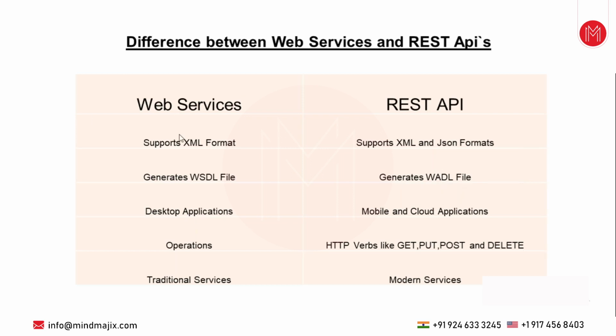Coming to the desktop, web services are mostly used for desktop-based applications, whereas REST APIs are used for mobile and cloud-based applications. Web services have operations in them, where we can use multiple operations like create, update, delete, and so on, whereas REST APIs use HTTP verbs like get, put, post, and delete.